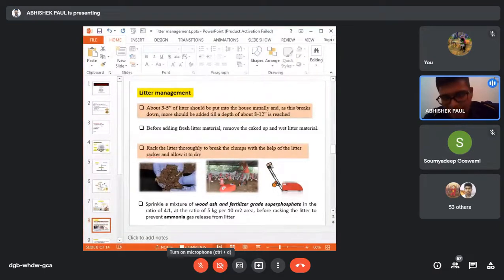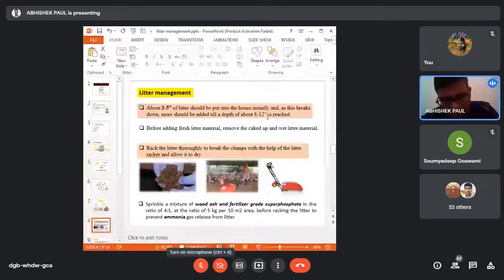Is it okay? Then regarding how much thickness, I hope all of you know all this. Initially the bedding material, the litter material, should be 3 to 5 inch thick. Then with time the thickness of the bedding will also increase, and it will reach 8 to 12 inch by 6 weeks. You will be keeping the broiler birds only up to 5 or 6 weeks, so by that time it will reach 8 to 12 inch.